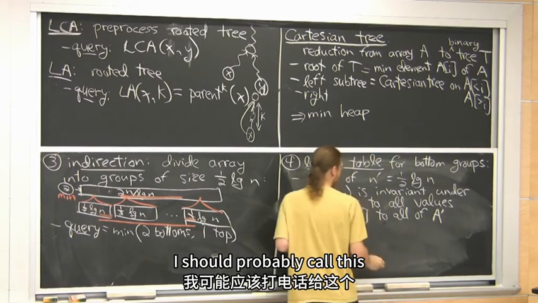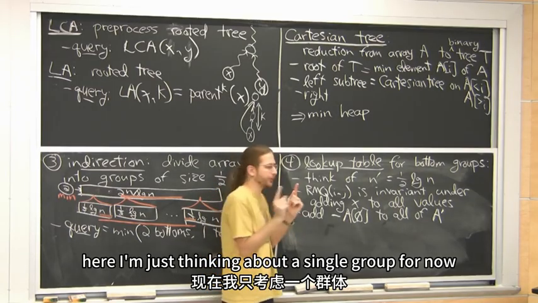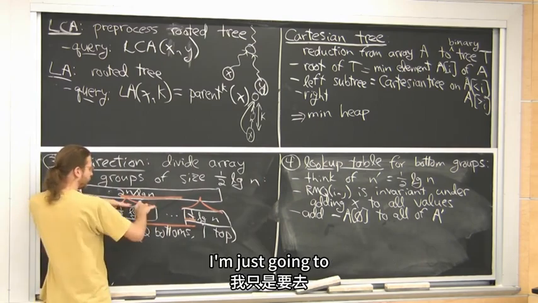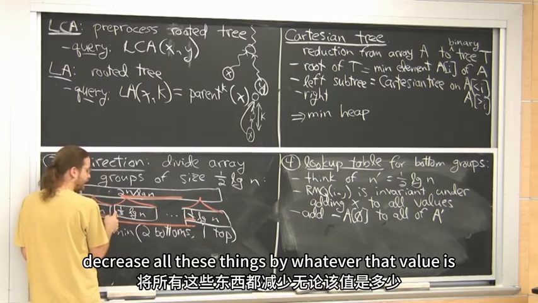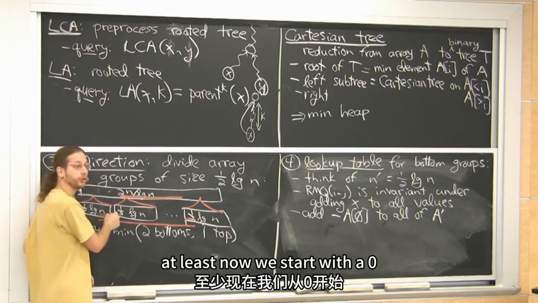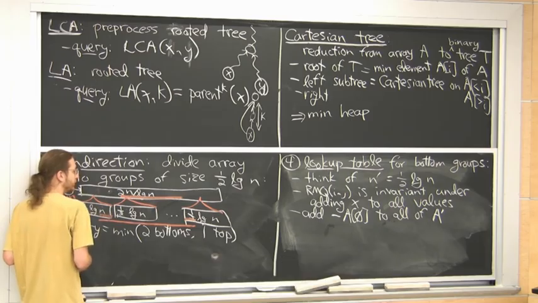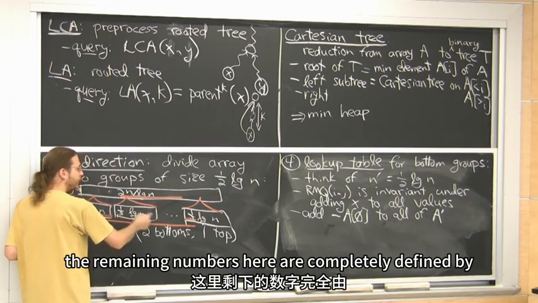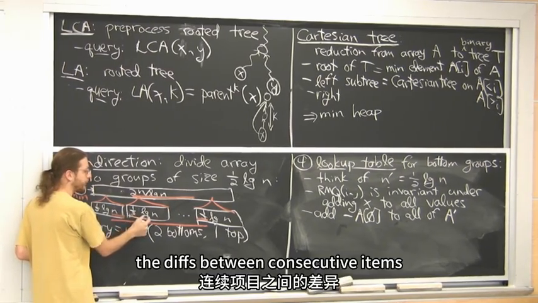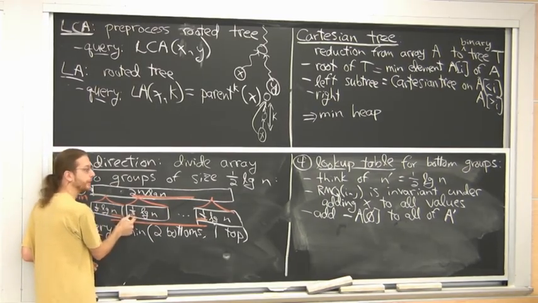Here I'm just thinking about a single group for now. So in a single group, it starts at some value. I'm just going to decrease all of these things by whatever that value is. Now some of them might become negative, but at least now we start with a 0. So what we start with is irrelevant. The remaining numbers here are completely defined by the diffs between consecutive items, and the diffs are all plus or minus 1.